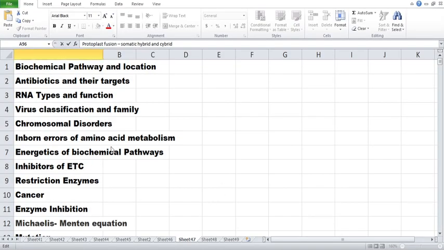The first important topic itself: you should know about all biochemical pathways and the location of those pathways. The second topic is antibiotics and their targets. Definitely at least one question will come from antibiotics. Next, you should know all types of RNA and the functions they perform. The fourth topic is viral classification and the families of virus. At the same time, we should also know about the new virus called coronavirus. Since the virus is back, you can expect at least one question on it.